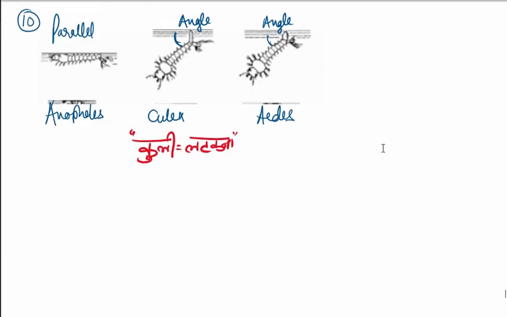Next pictorial representation is the larva of Anopheles, Culex and Aedes. Anopheles larva is parallel to the water surface. Culex: a coolie hangs in a train, so this is hanging at an angle. So this Culex is at an inclination, some angle of inclination. Aedes is also with some inclination at an angle.